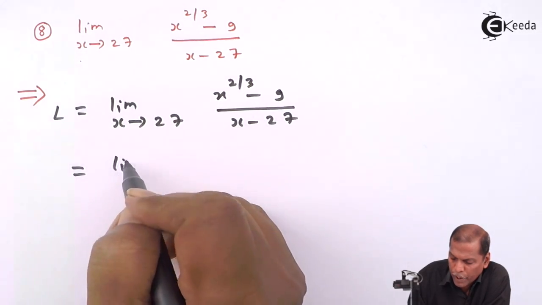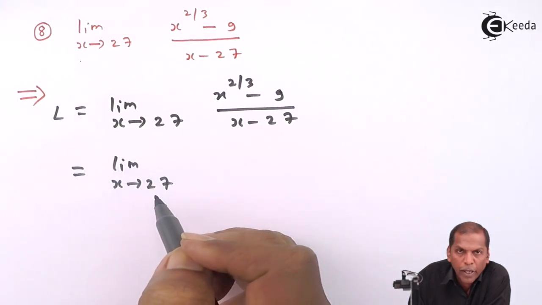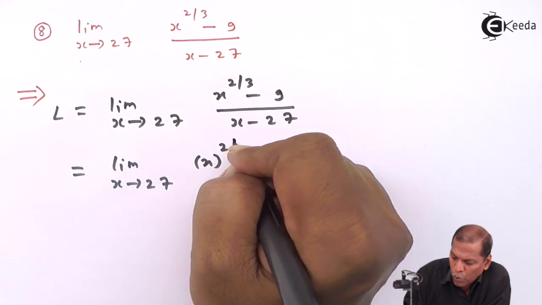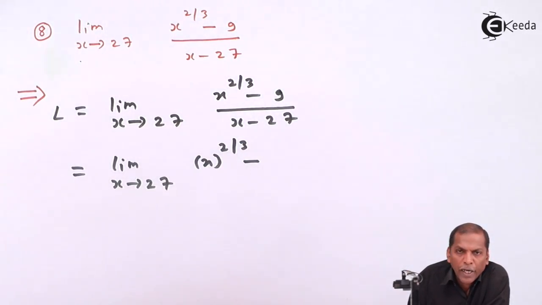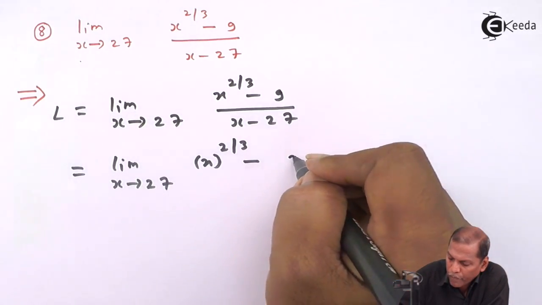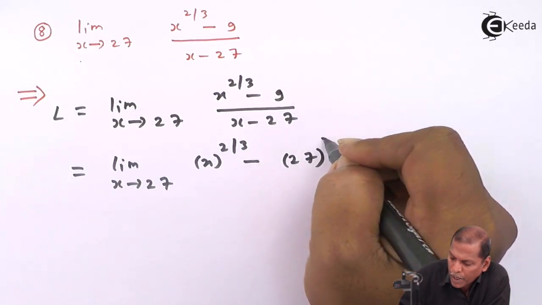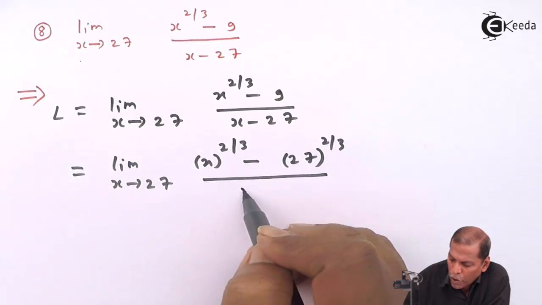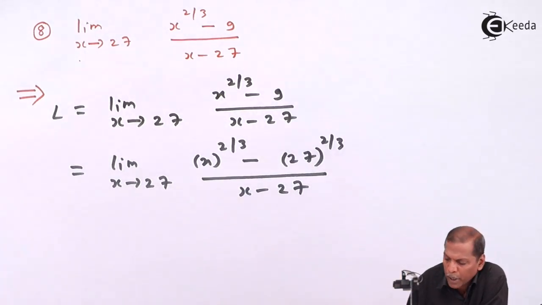So the next step will be limit x tends to 27, we write as it is, x raised to 2/3 minus, now instead of writing 9 it can be written as 27 raised to 2/3, upon x minus 27, we write as it is.